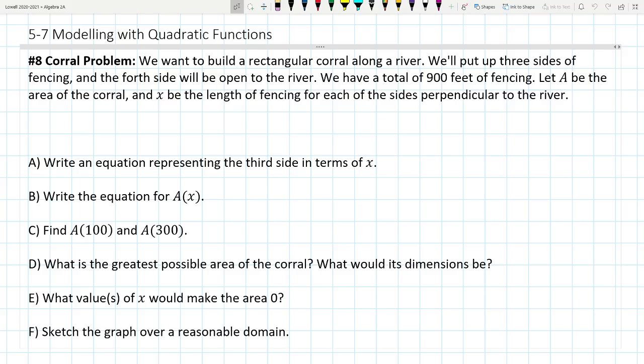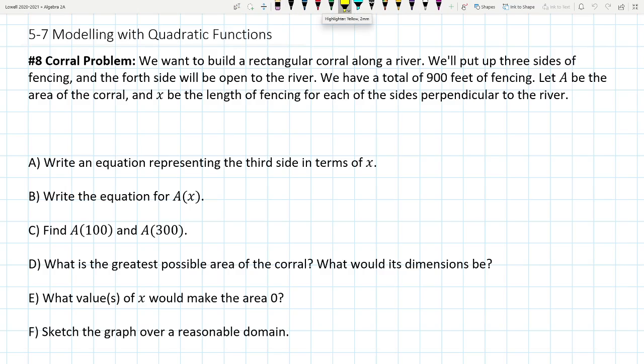Welcome folks. So in this video we'll work another example of a modeling problem. In this scenario we have a river. We're going to build alongside of it, and we're going to build a corral by building 3 of the sides of it. The river will be the 4th side essentially. We do know also that we have a total of 900 feet of fencing.